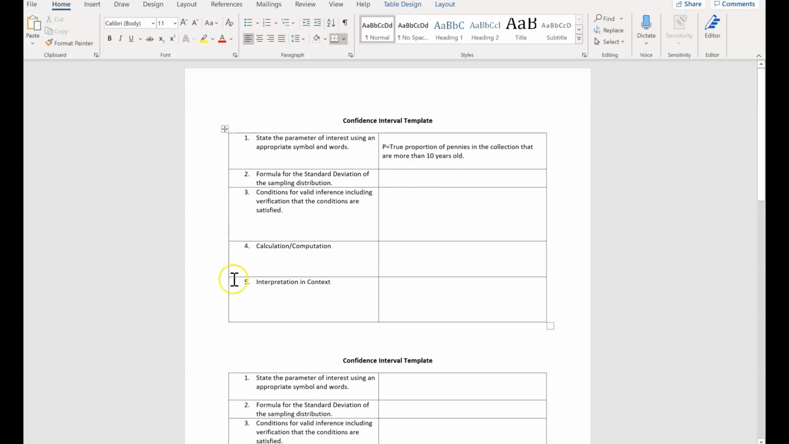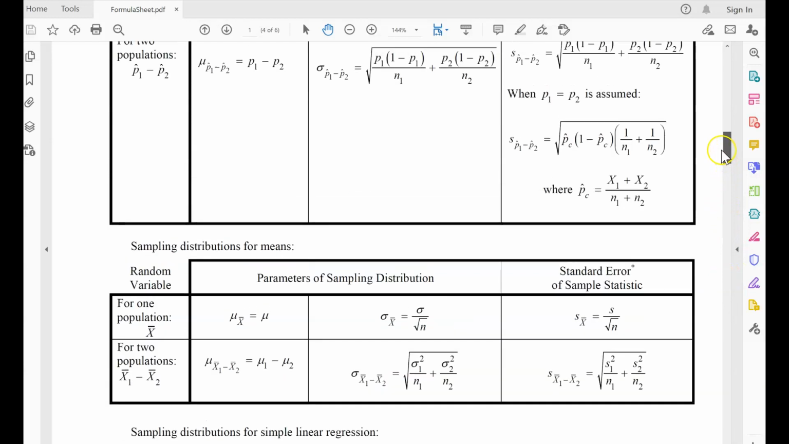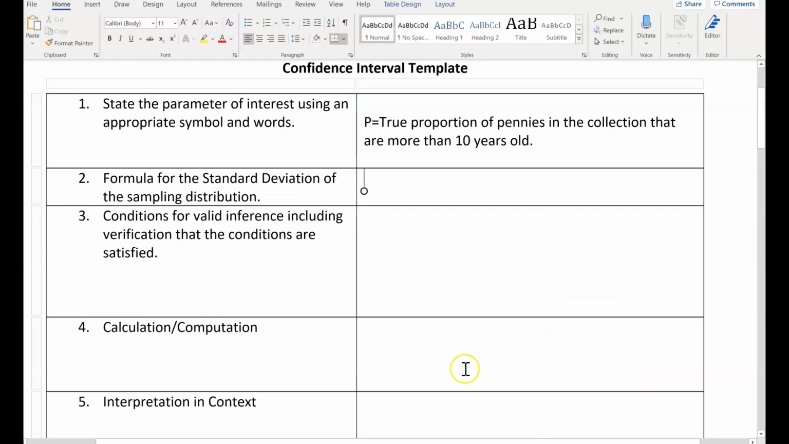Okay, the formula for the standard deviation of the sampling distribution, what's that? It's right here on our formula sheet in our inference section. We are looking at sample proportions. This is our standard error right here, p hat times 1 minus p hat over n. We'll take the square root of that. So see if I can squeeze that in here.